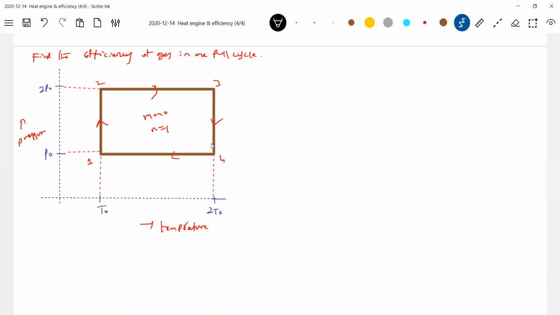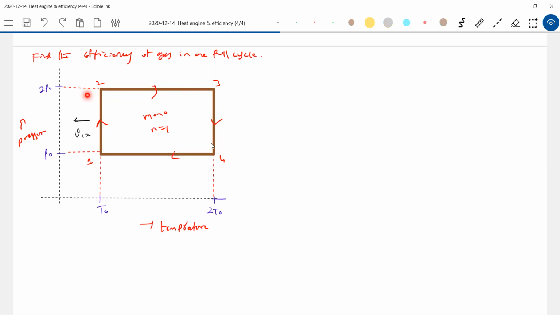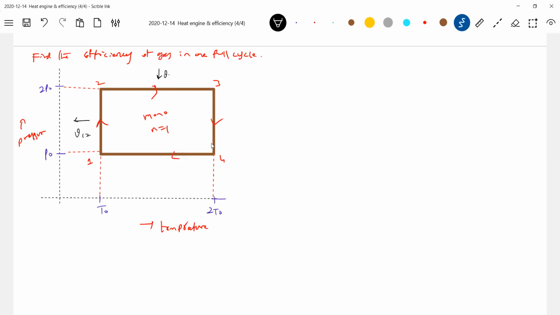So let's identify process 1, 2. Isothermal compression, temperature constant. If temperature is constant and pressure is increasing, so isothermal compression, it will be rejected. There's no other way. The student has to bring his basics. What about 2, 3? Pressure constant, temperature increasing, so isobaric heating, so it will be absorbed.